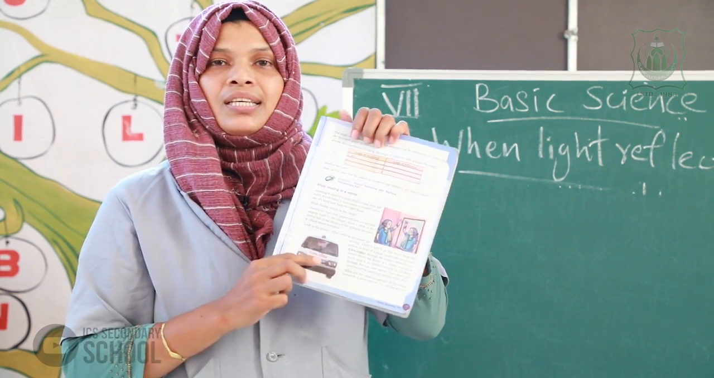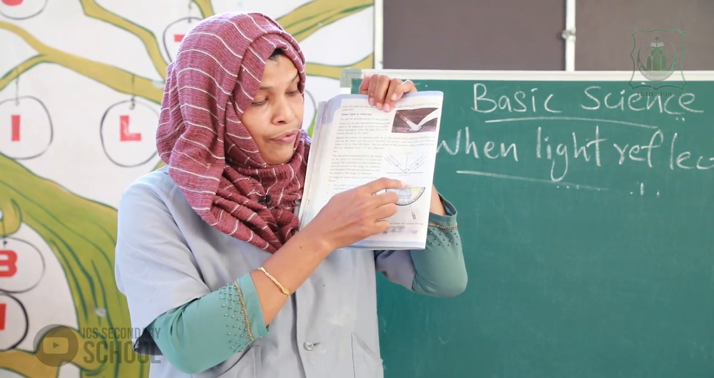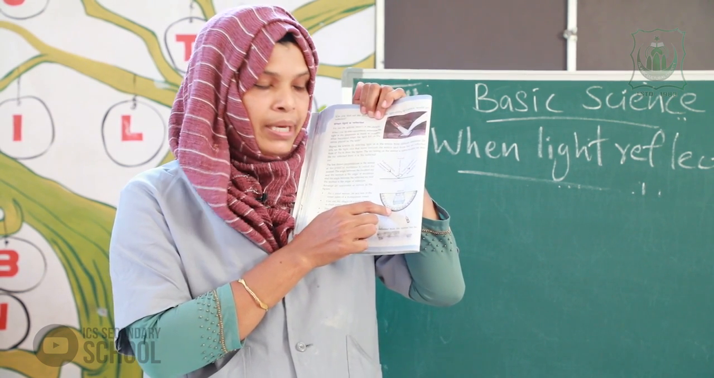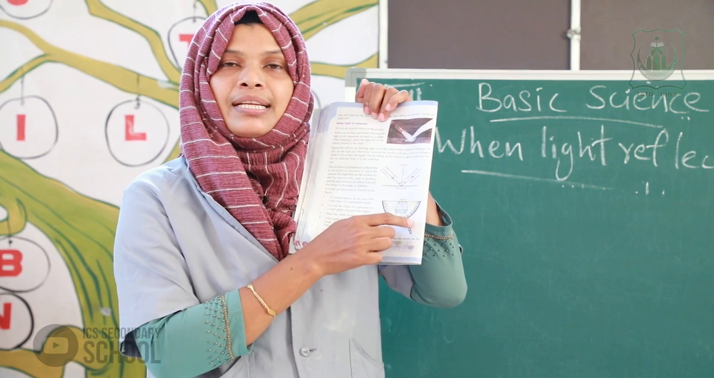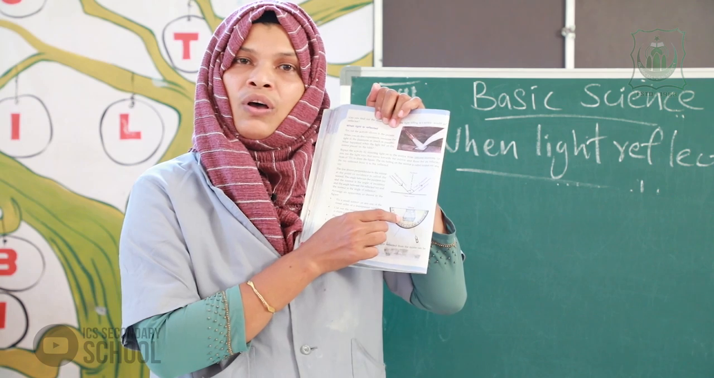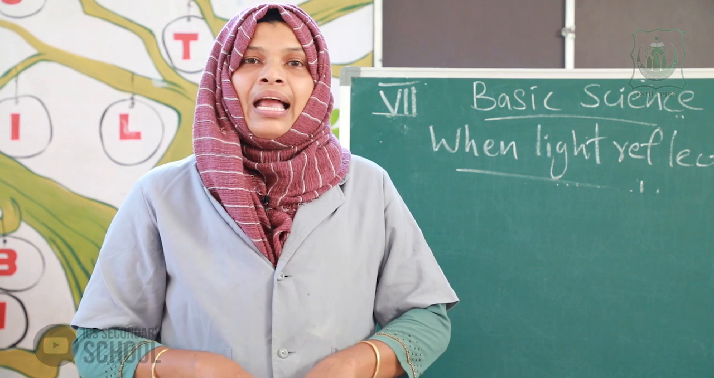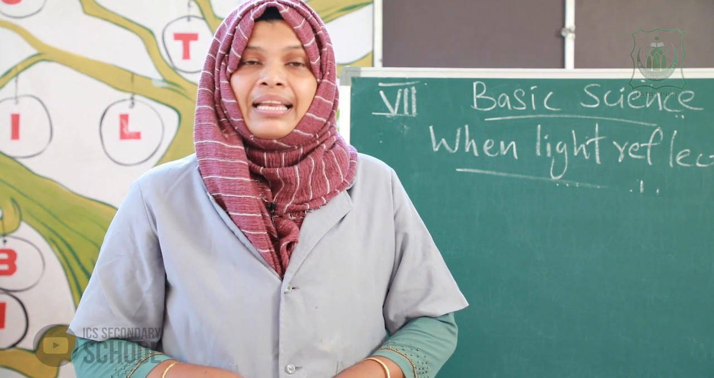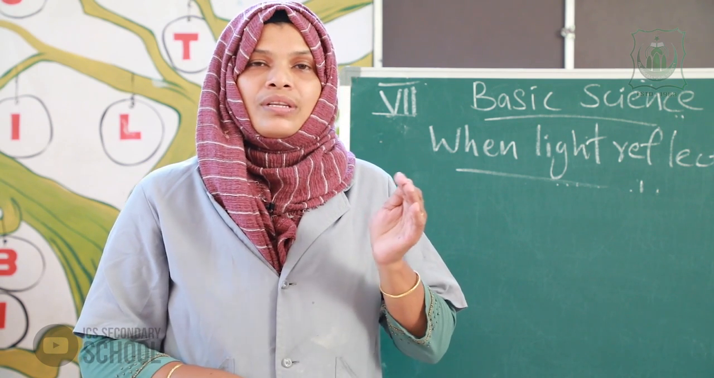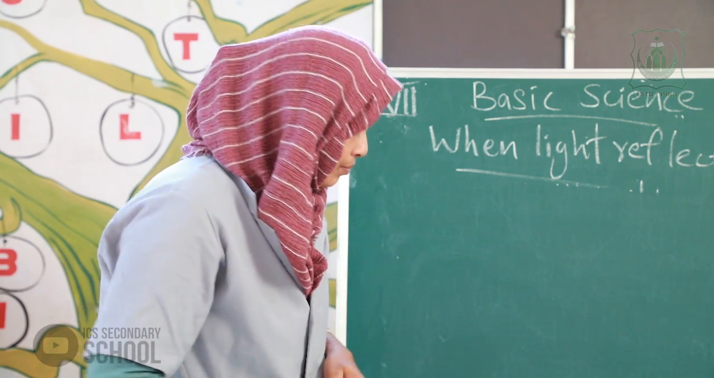You can see that when the angle of incidence is 30, the angle of reflection also becomes 30. When the angle of incidence is 40, the angle of reflection is also 40. That means the angle of incidence and angle of reflection are always equal.